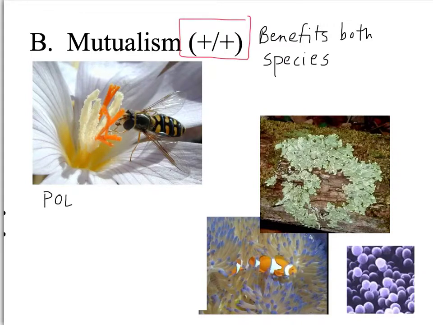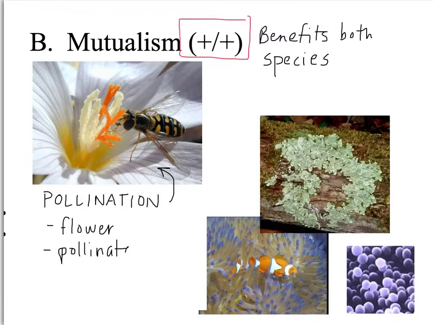One of the most common examples of this is pollination, like we see what's going on here. In pollination, we usually have a flower, which is benefited because its pollen is spread around, so its reproductive material is spread from flower to flower. And we usually have a pollinator. Now that pollinator is being benefited because it is getting nectar or sugar from the flower. The pollinator could be a wasp or a bee, as shown here. Could be even a moth or a bird.